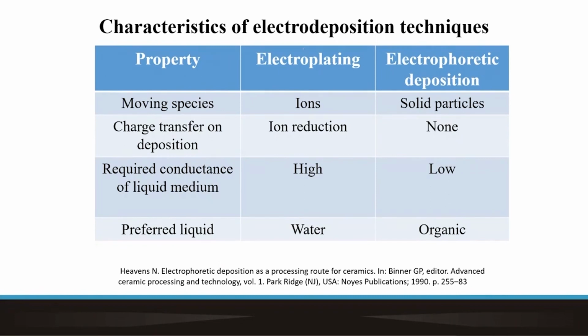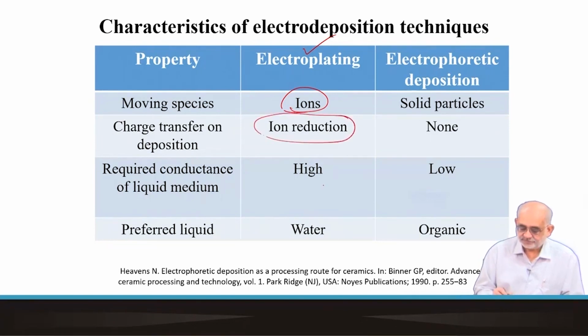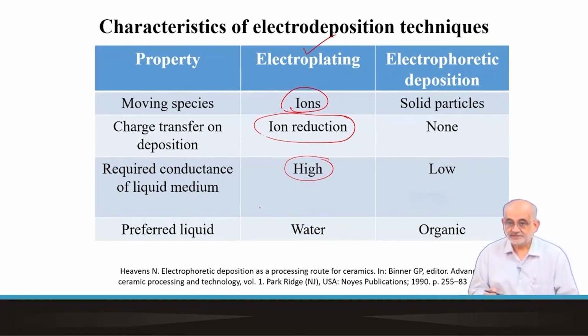So as I said, in electrodeposition you are dealing with ions, and the cations get reduced at the cathode and get deposited as adatoms. The conductance of the liquid is required to be high, or in other words, the electrolytic solution that we actually use has to be necessarily able to conduct cations and anions, and the bath is usually aqueous in nature.